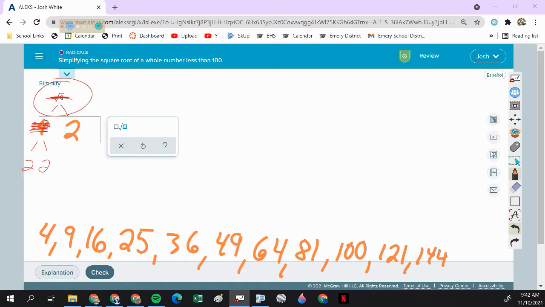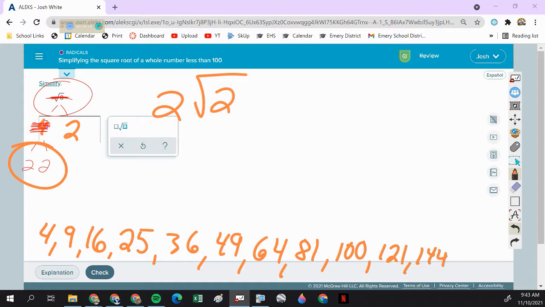So, we look inside there and we look for pairs. Not the fruit, but sets of the same number. Do you see any pairs in that set? 2s. So I circle the 2s, and what do I do with them? For every set that I circle, I bring one of those out to the outside. So I bring out a 2, and the inside is everything that's left over, which is 2. So the simplified version of the square root of 8 is 2 root 2.